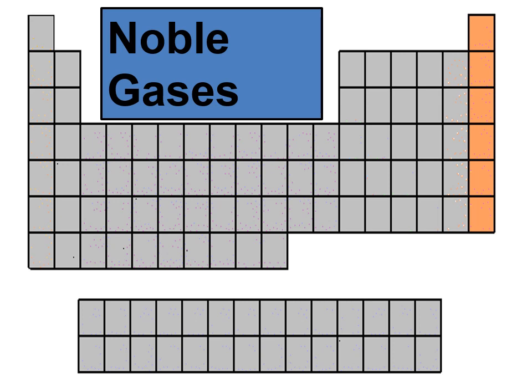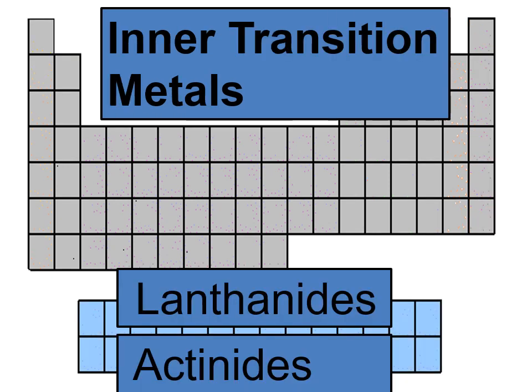Ano naman yung nasa baba, class? Okay, these are the lanthanides and the actinides. Ito yung tinatawag natin na inner transition elements. Yes, very good.